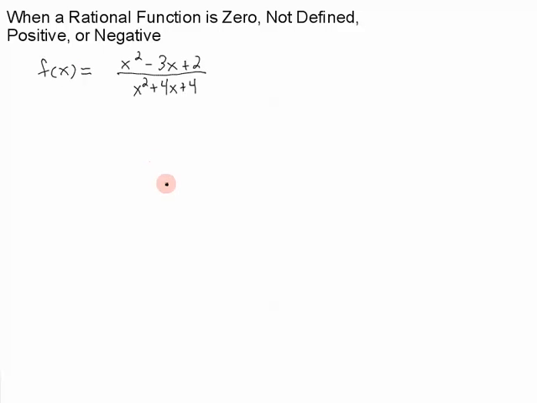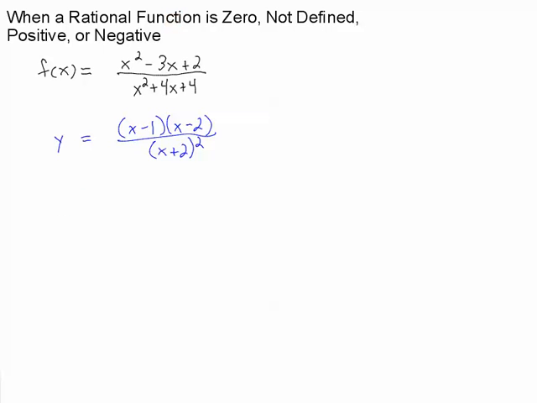So here's a rational function, a fraction. The easiest way to do this is to rewrite it as y equals and factor everything out so it's multiplication. The bottom is important to write as x plus 2 squared. And now let's figure out where it's 0, not defined, positive, or negative.